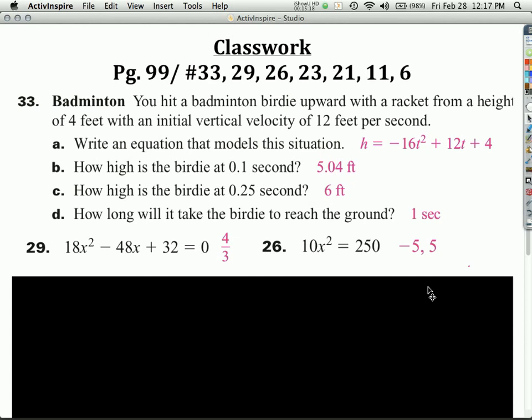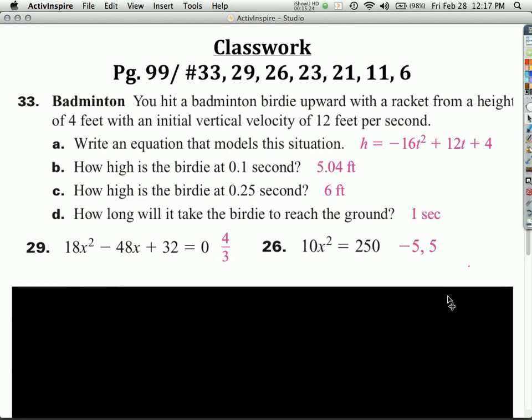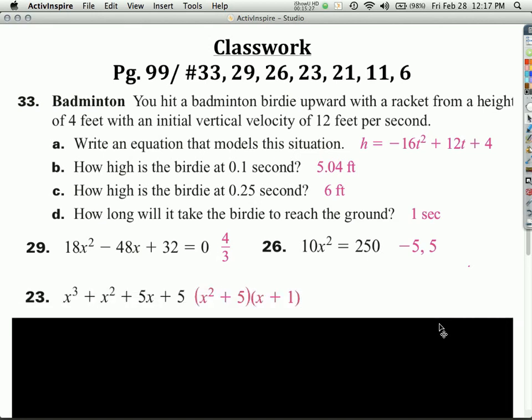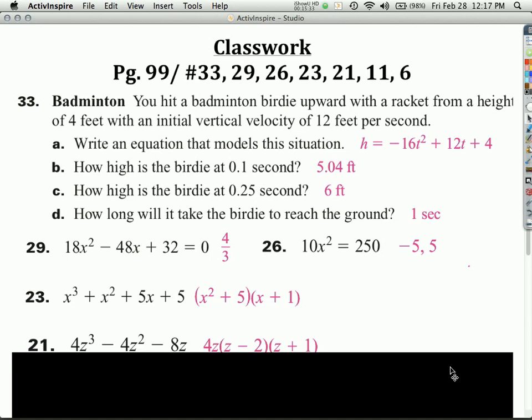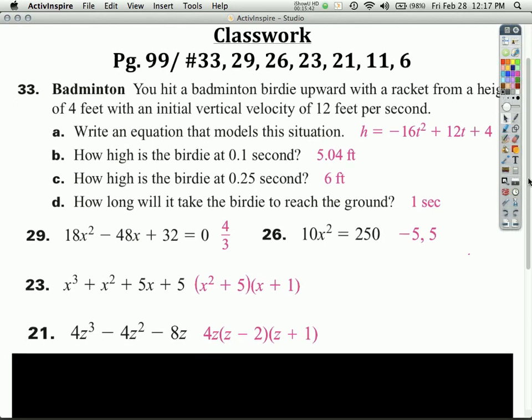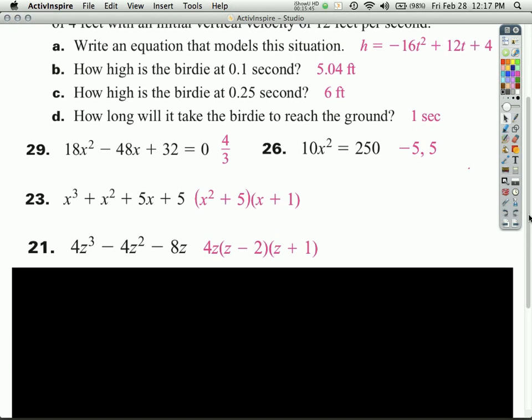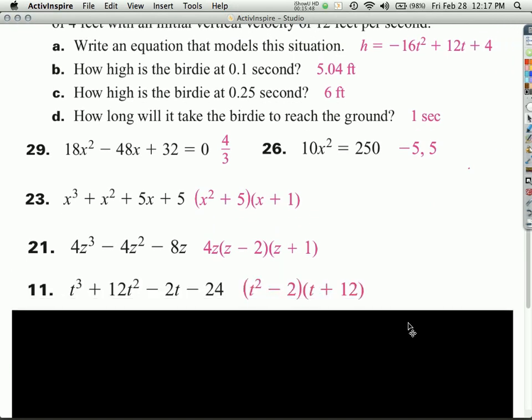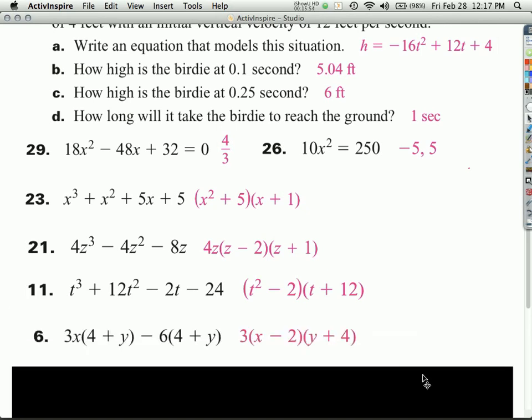Number 29 is 4/3. 26 has two solutions, -5 and 5. 23, you are asked to factor. Two factors are x squared plus 5 and x plus 1. 21, you are asked to factor. There are three factors: 4z, z minus 2, and z plus 1. For 11, you were asked to factor: t squared minus 2 times t plus 12. And number 6, you were asked to factor: 3 times, one factor is x minus 2, the other factor is y plus 4.